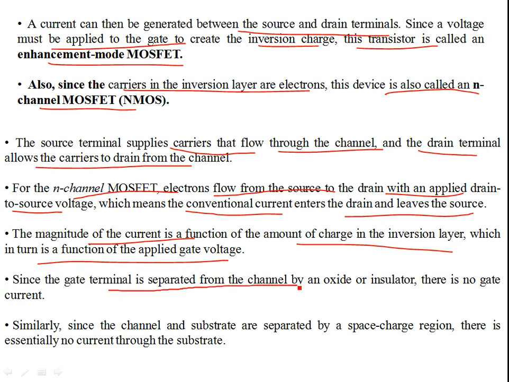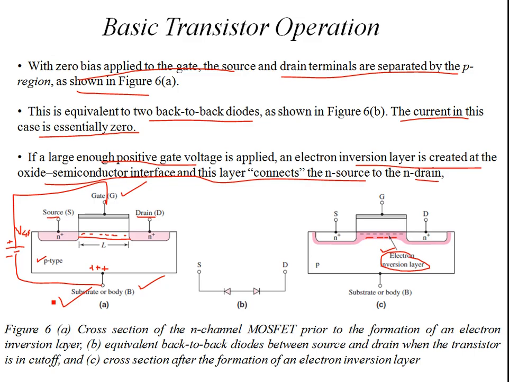Since the gate terminal is separated from the channel by an oxide, an insulator, there is no gate current. So you're not going to flow any current through this oxide. You remember, you have the oxide over here with a certain thickness, TOX. This oxide separates the gate and the substrate, so there's no flow of current here. The flow of current is through the channel. This is how the current flows from source to drain. No current is flowing from the gate to the substrate or the semiconductor body.